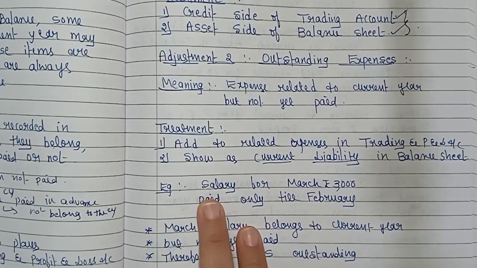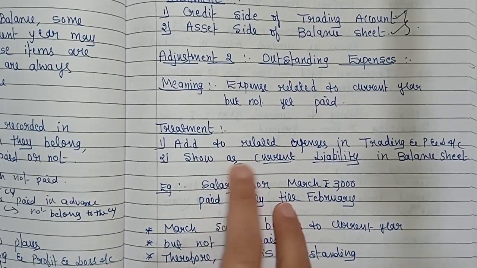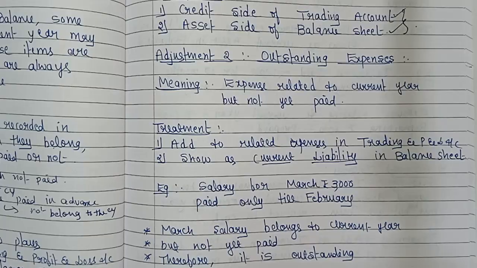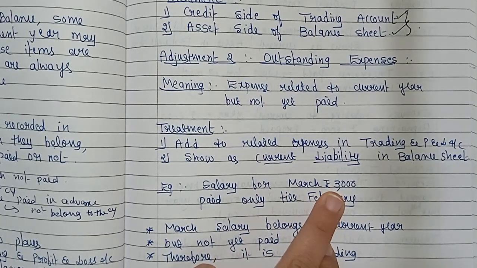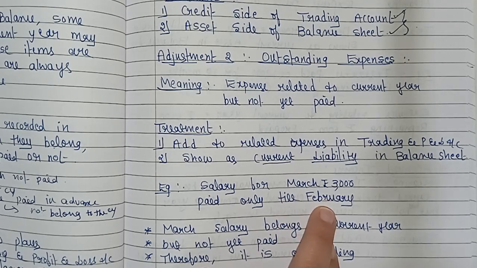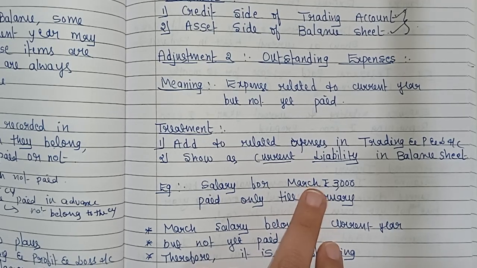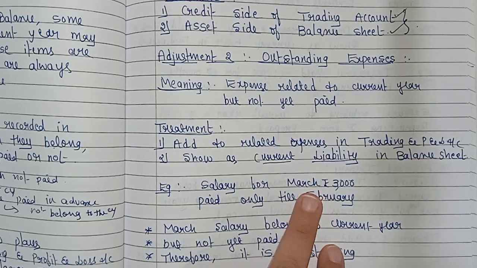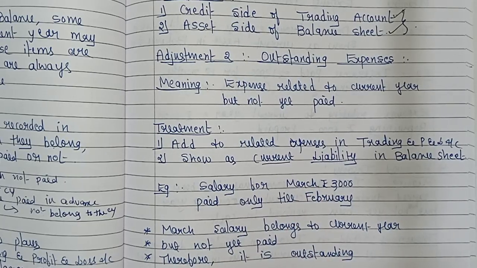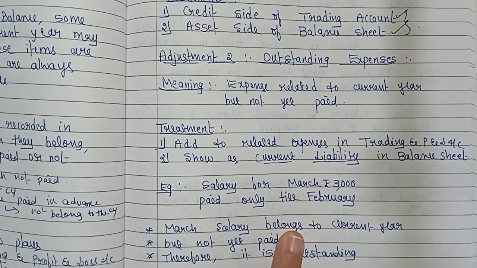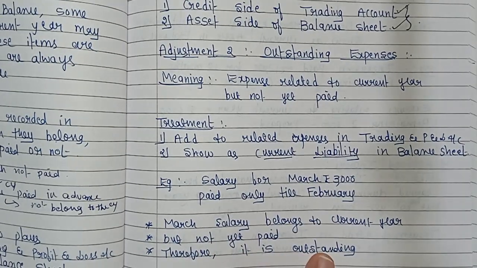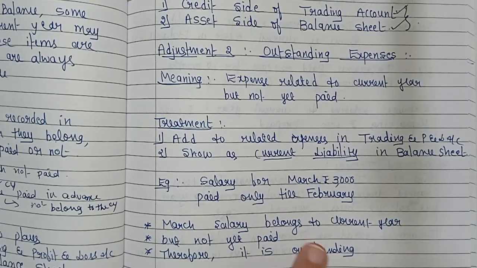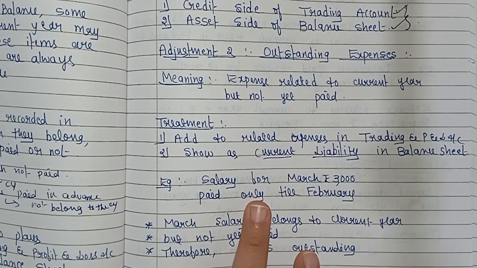Clear? Now let's see the example. Salary for March, that is rupees 3000, paid only till Feb, means March salary they have not paid, means this is an outstanding expense. March salary belongs to the current year but not yet paid, therefore it is outstanding. Here we need to add this outstanding expense.